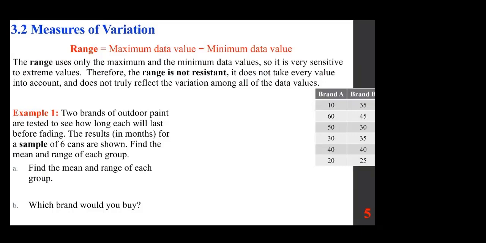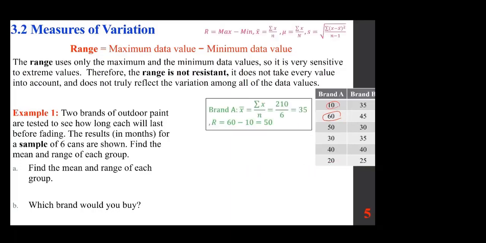As far as the range is concerned, for brand A, you really have to rank it, but largest number is 60 and the smallest number 10. So 60 minus 10, that is what we are going to use to calculate the range, 50. And by the way, the units are the same. 35 months is the mean, 50 months is the range.